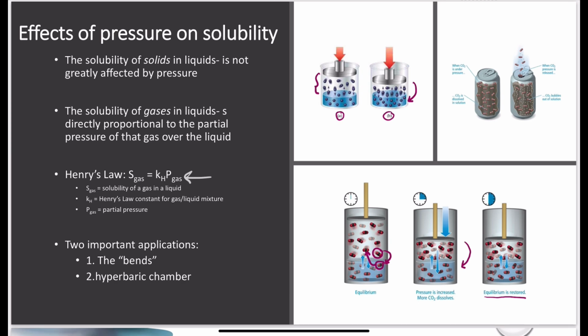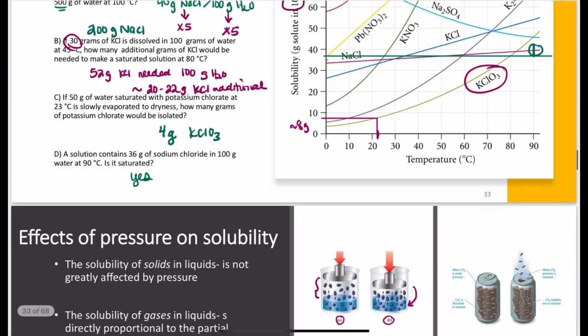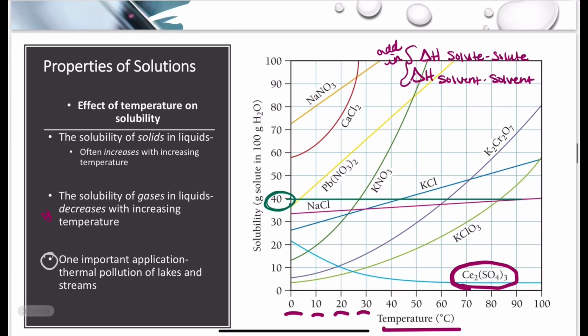Again, temperature has a solubility effect on both solids and gases. Increasing temperature causes solids to be more soluble in liquids because I'm putting energy in, I'm breaking apart those solute-solute and solvent-solvent interactions, and I'm allowing the solute-solvent interaction to form. So even if it wasn't favorable, it most likely is more favorable now, but again, there are exceptions to that rule, like we see here with cerium(III) sulfate.